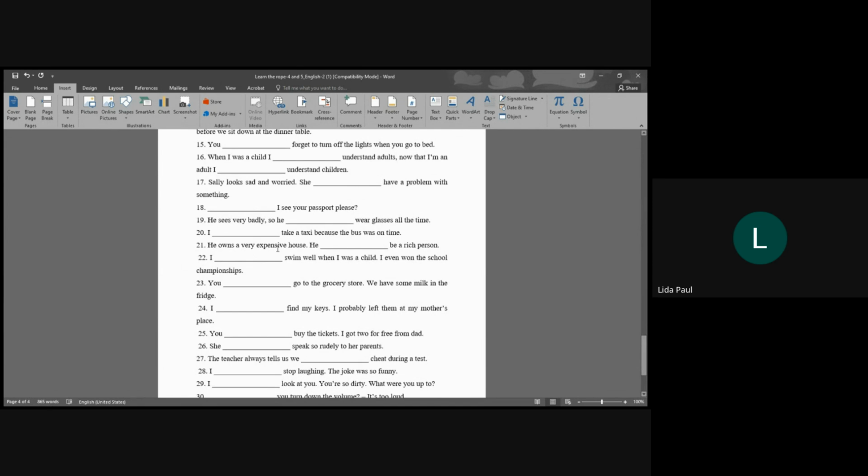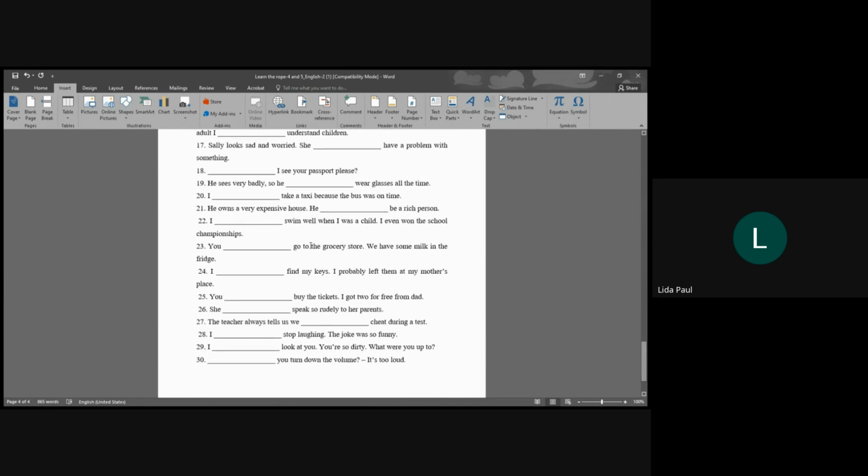Okay, 21: "He owns a very expensive house. He ___ be a rich person." He must be a rich person. Yes, correct again. So something is already given and you are making a guess out of that, so the modal verb you use will be must. He must be a rich person.